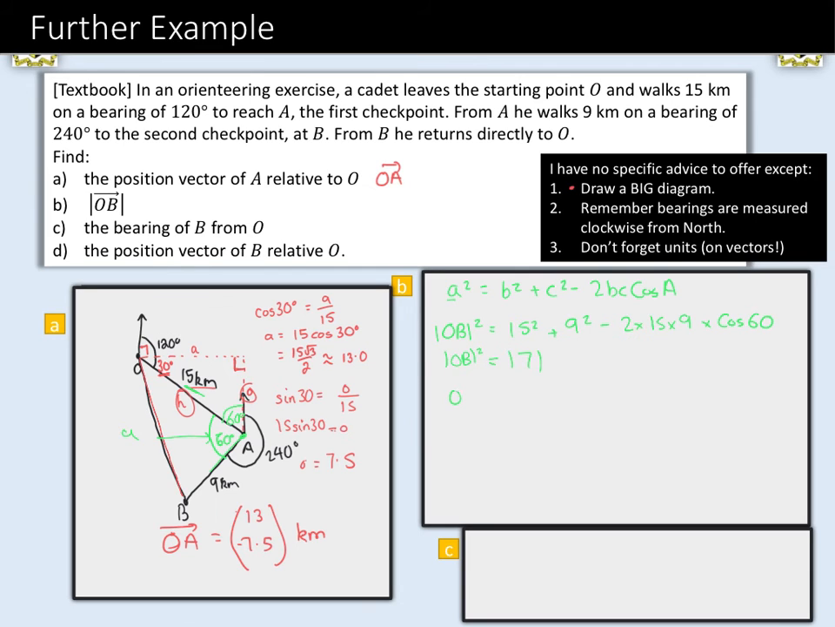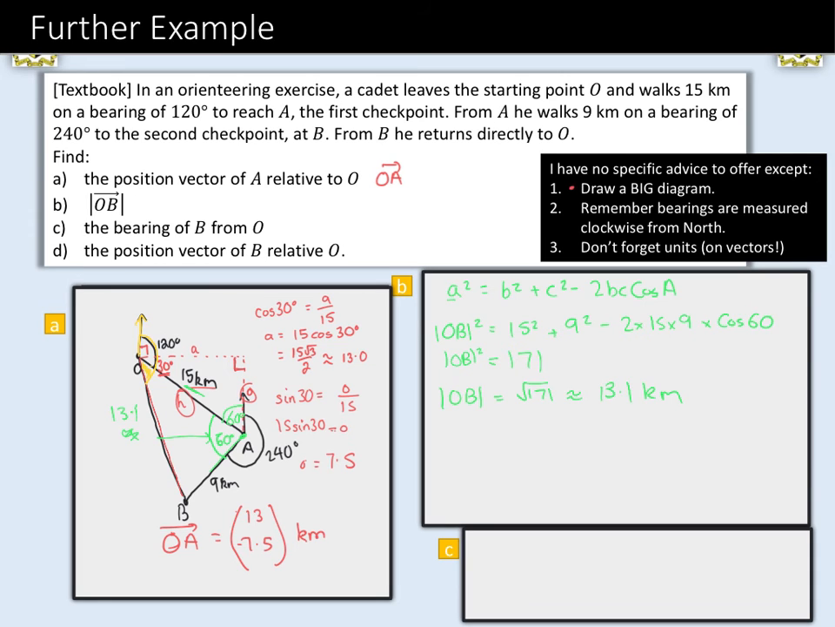After that, I just want the magnitude of OB, so it's just going to be root 171, which to 3 significant figures is 13.1 kilometres. Let's put that onto the diagram, so 13.1 there. So I've got all 3 sides now. For part C, I need to figure out the bearing of B from O. Let's use a different colour. I start here at O, and I need to figure out how far I need to turn to get to B. I know that this top part up to the line there is going to be 120, but I need to figure out what this part here is.